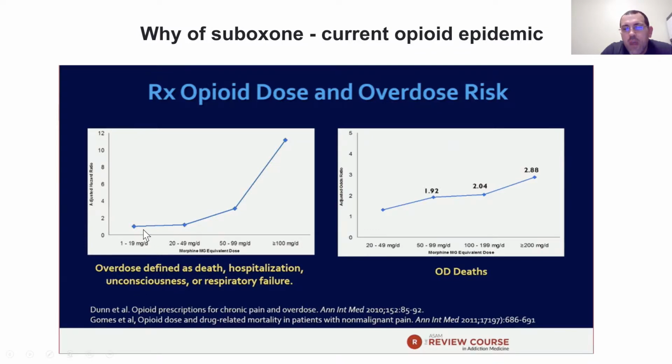here, where we see that when you start getting to around that 90 number here, the rates of overdose, hospitalization, just complications in general start to go up. And then likewise here, you can see that the rates of death also go up when you start to get to an inflection point around 90 morphine equivalent. So this is where this comes from.